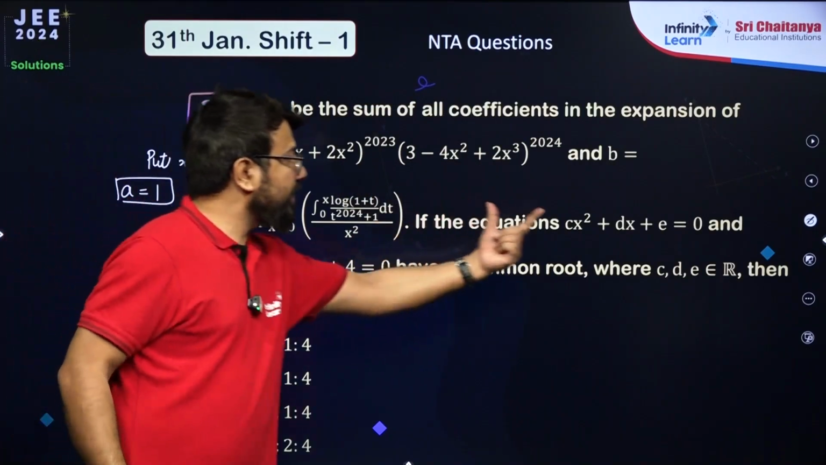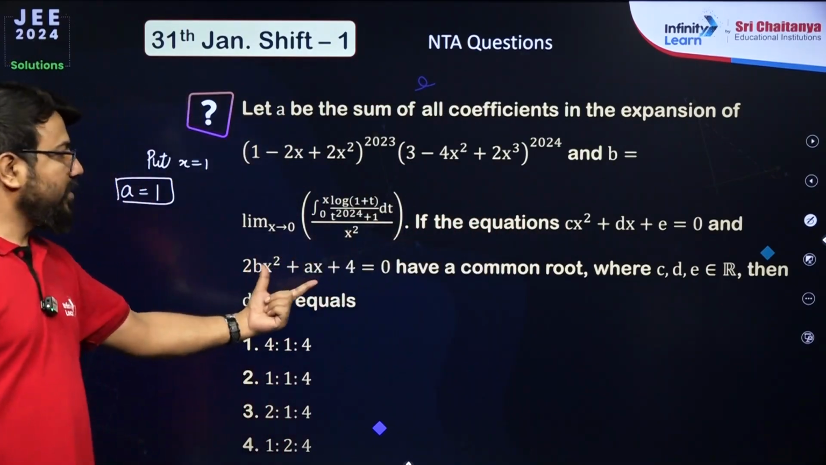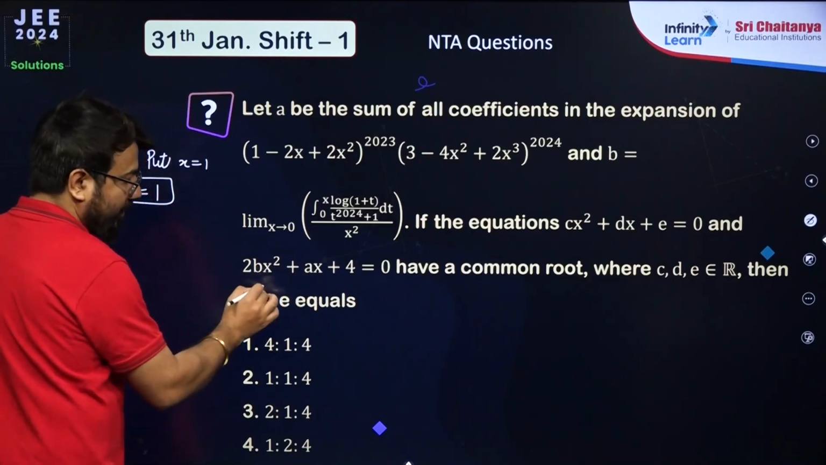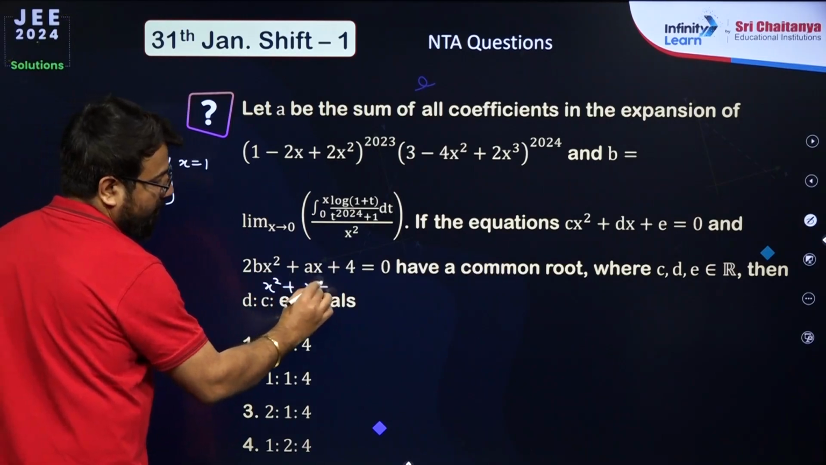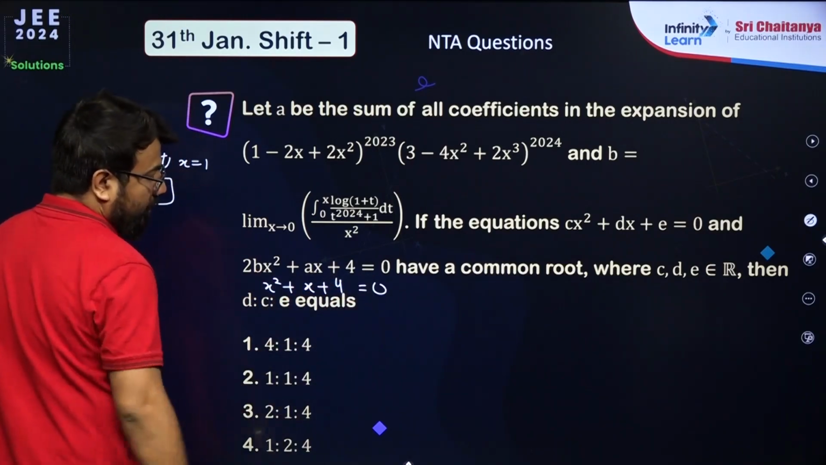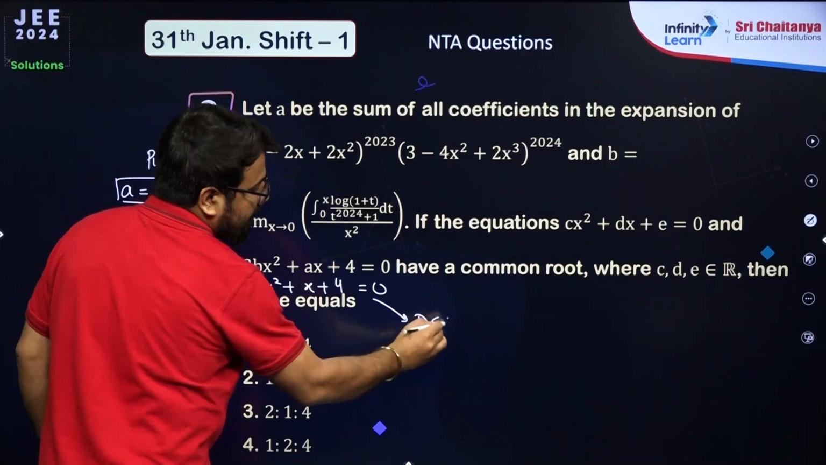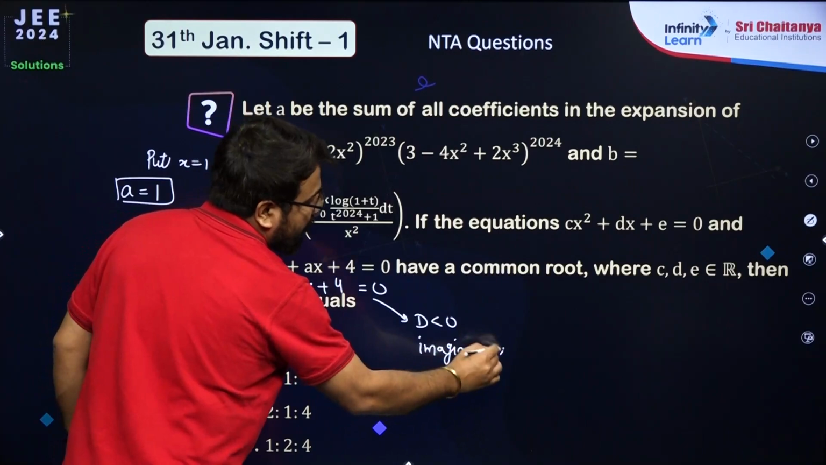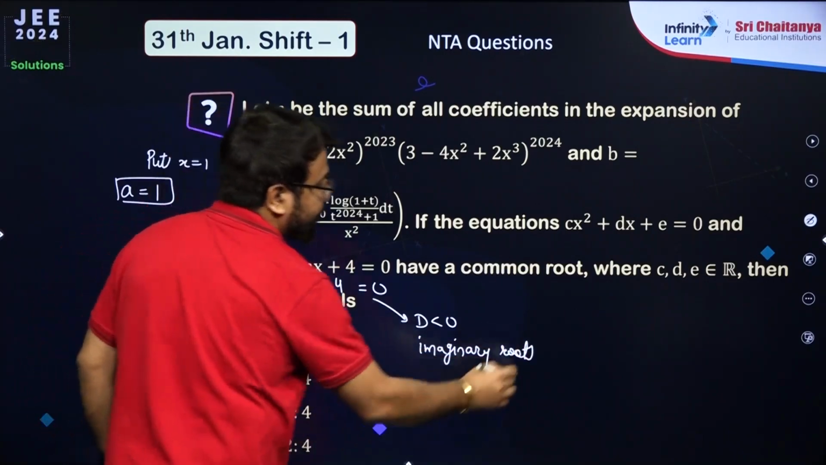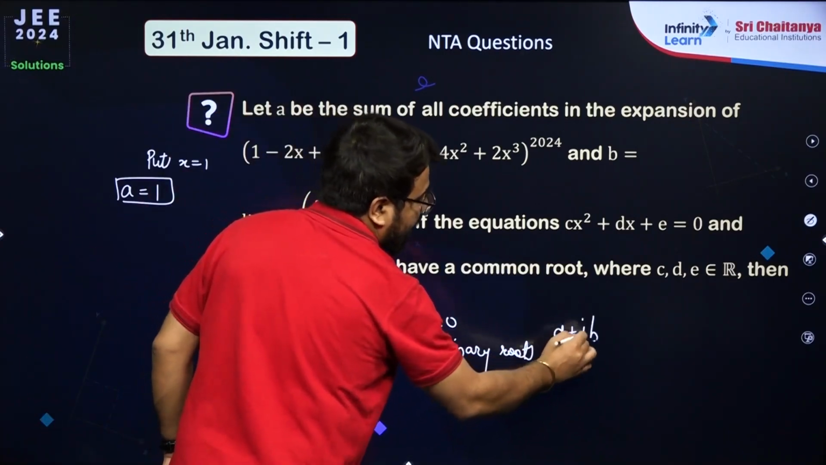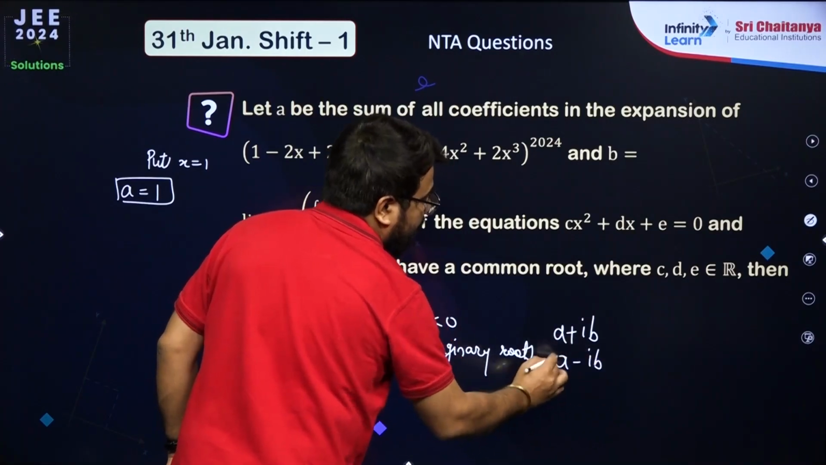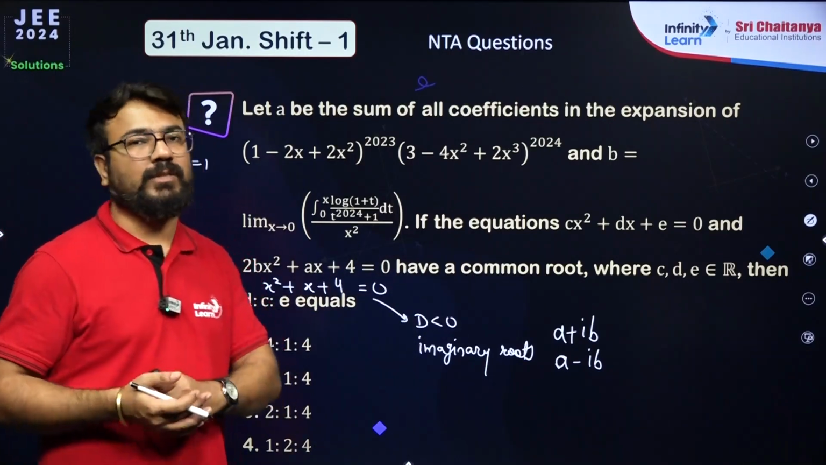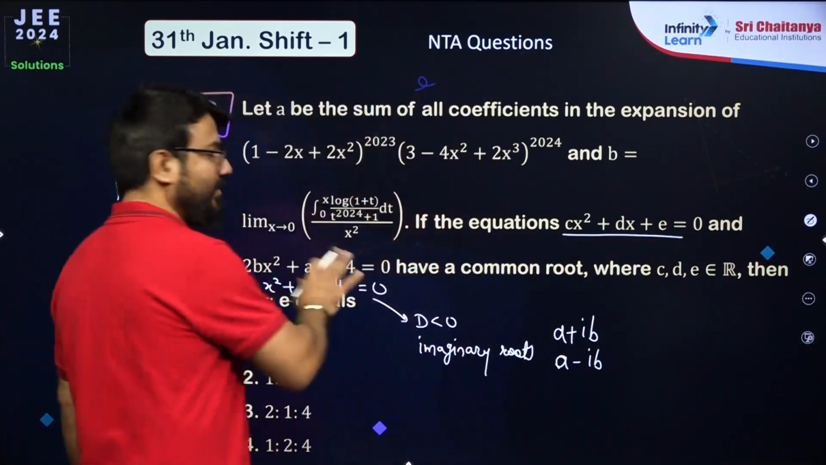Now, if this equation and this equation have a common root, let us put the value of a as 1 and b as 1 by 2. So it becomes x square plus x plus 4. Now for this equation, the discriminant is less than 0, so imaginary roots would be there. Imaginary roots will always be in the form of a conjugate pair. So if one root is common between these two equations, then the second root has to be common. That means this equation and this equation become identical.